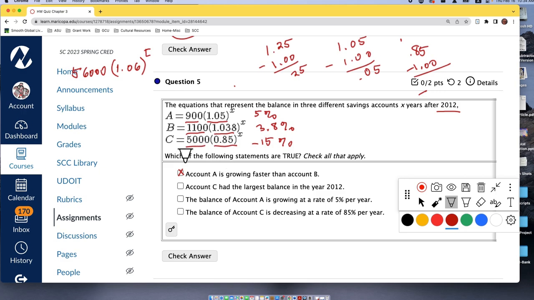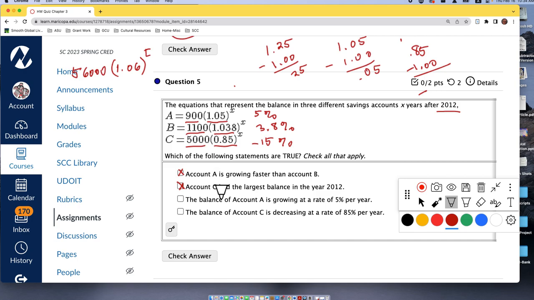Well, in 2000, Account C, yes. So at the beginning in 2012, but you're right, because we're losing 15%, we'll probably be low. So this one actually is true as well, right? Which of the following statements are true? C has the largest balance at the beginning.